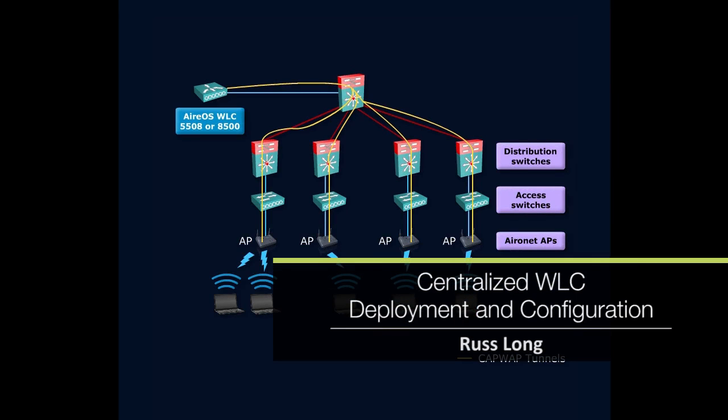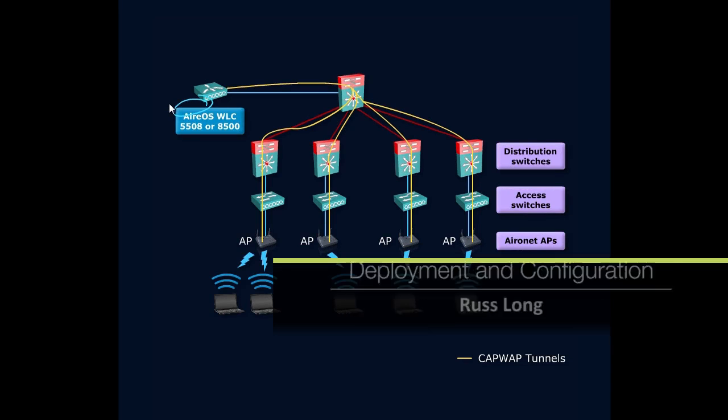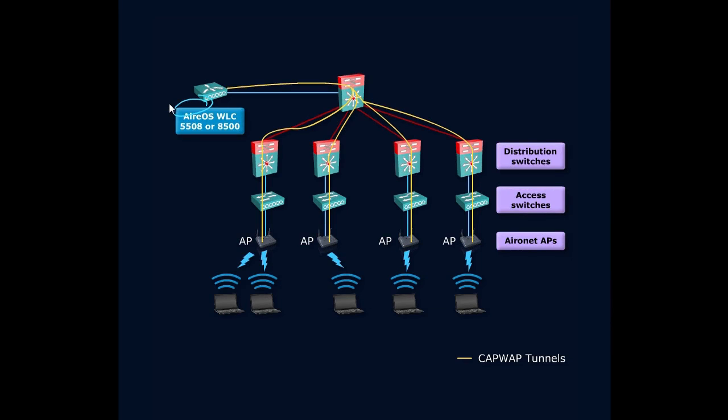Okay, so let's look at this. This is the AirOS infrastructure, centralized infrastructure setup. First thing I want you to note is our AeroNet APs are down here at the bottom. They are going through our access switches and then up through our distribution switches. This is the core, folks. I don't know why they didn't label this, but this is the core we're looking at.